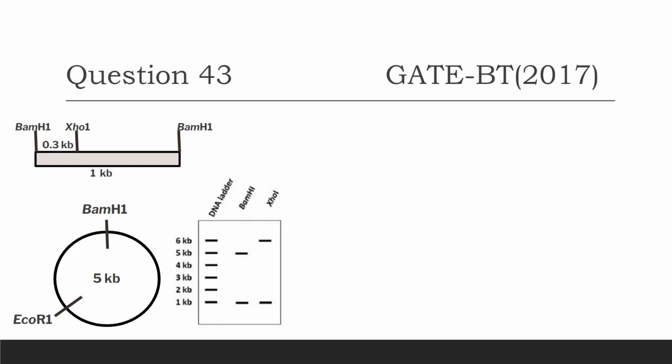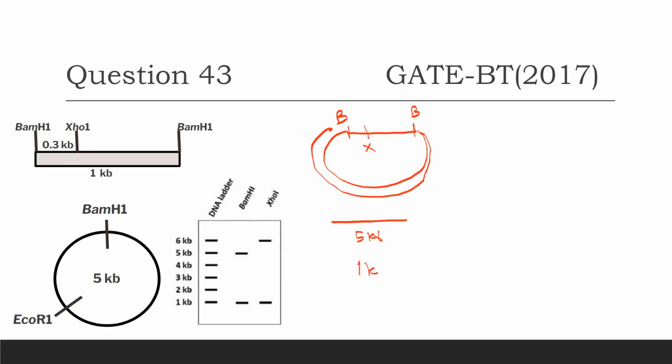Option B is that only one copy of the insert is added to the vector. So if this is the recombinant DNA and this is the gene of interest that was added, the EcoRI site will be here, the BamHI site will be here. If you cut with BamHI, you will have a 5 kb fragment, which is this, and a 1 kb fragment. Again, you can see that. So this can be the case.